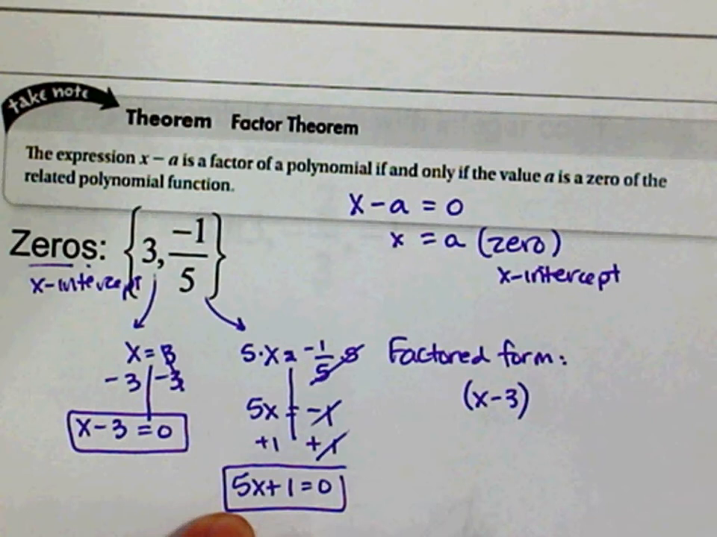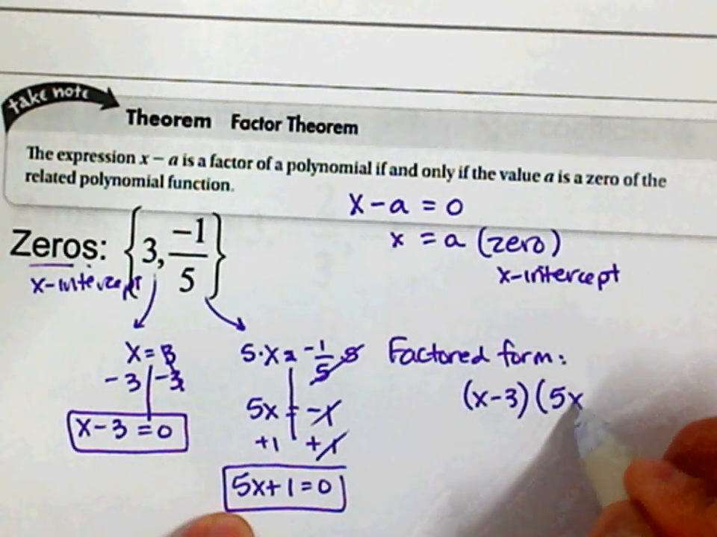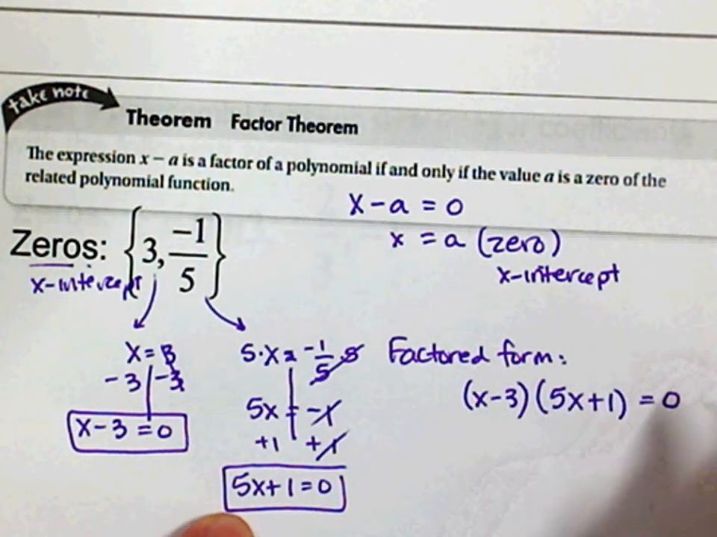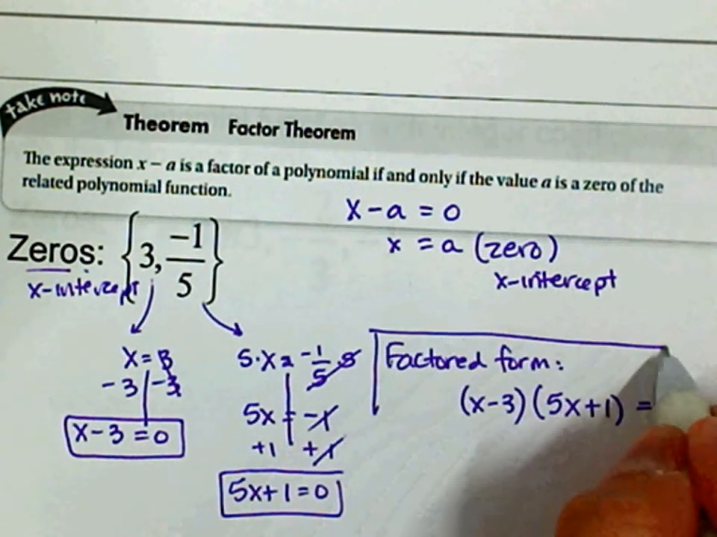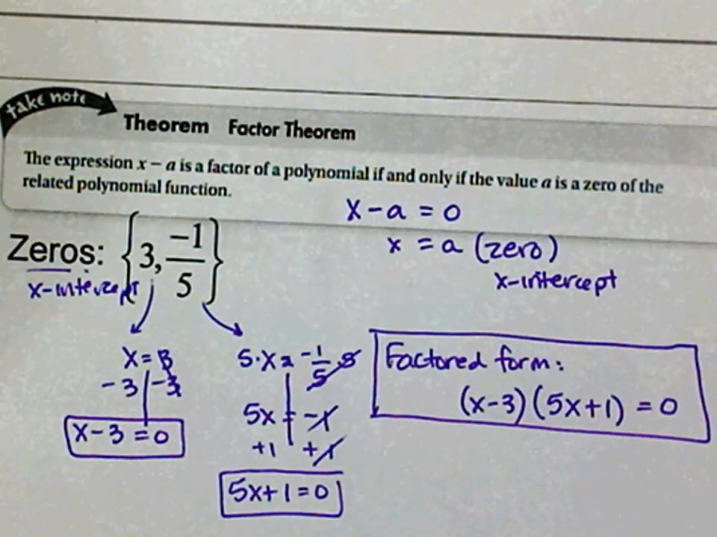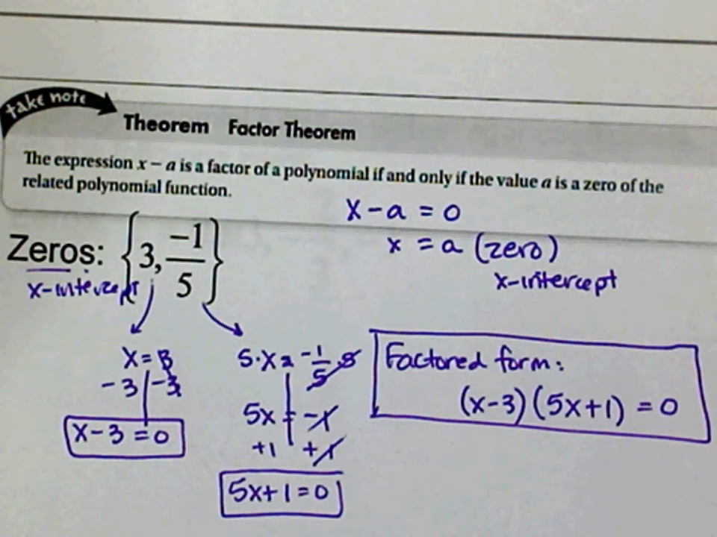5x plus 1. So guess what your other form is? 5x plus 1 is equal to 0. That is your factor form, okay? And factor forms are real easy to help you solve for zeros or x-intercepts.